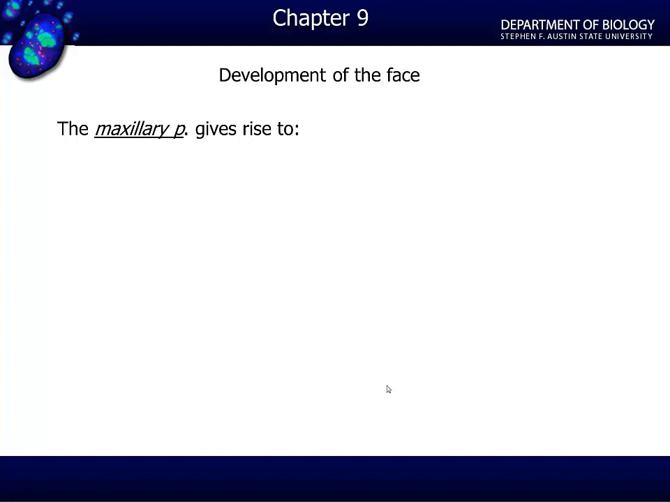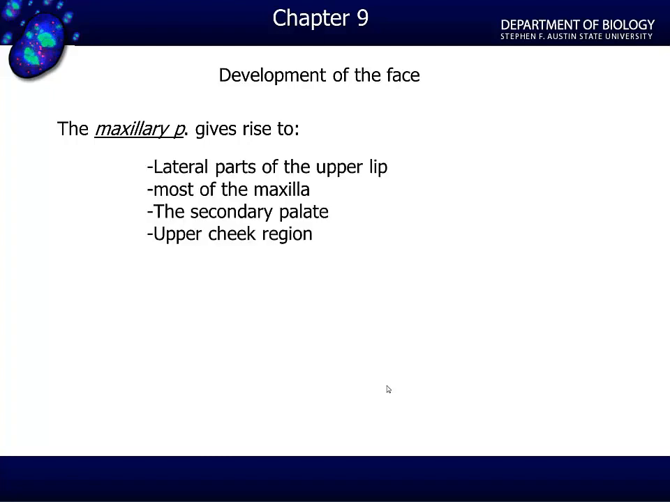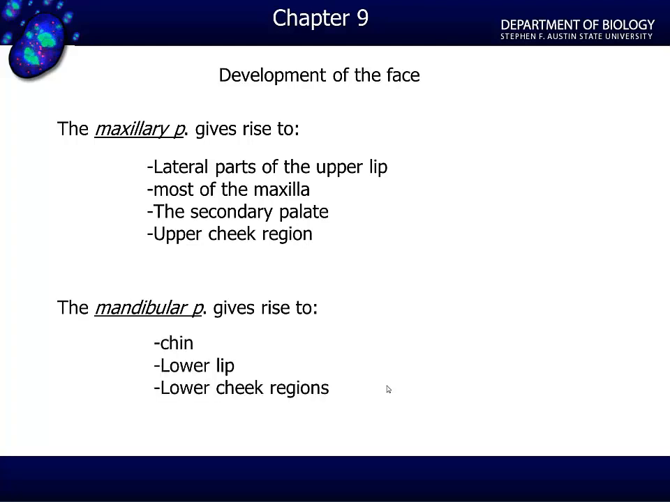So the maxillary prominence gives rise to lateral parts of the upper lip, most of the maxilla, the secondary palate, and the upper cheek region, which we'll describe as we move further in facial development. And the mandibular prominence is going to give rise to your chin, your lower lip, lower cheek regions, and certainly the mandible and your lower jaw.